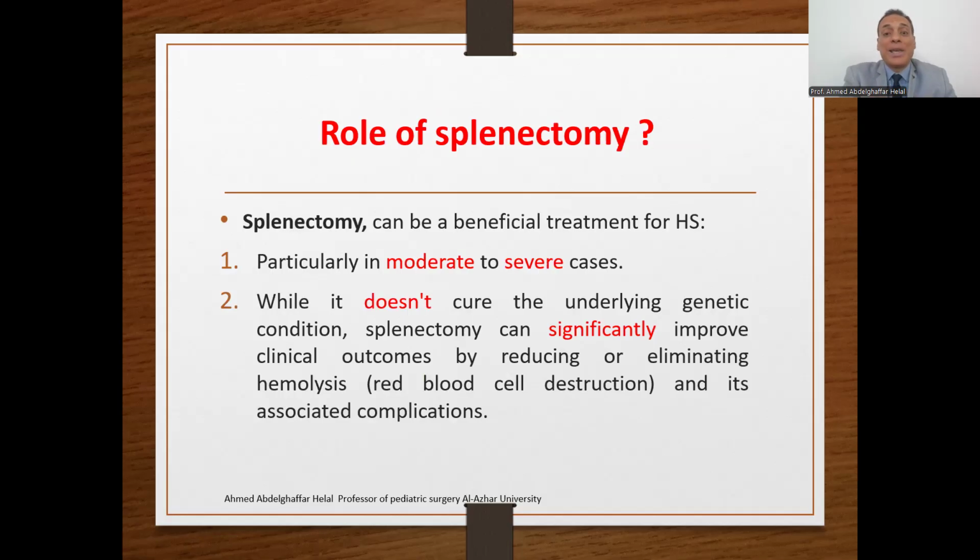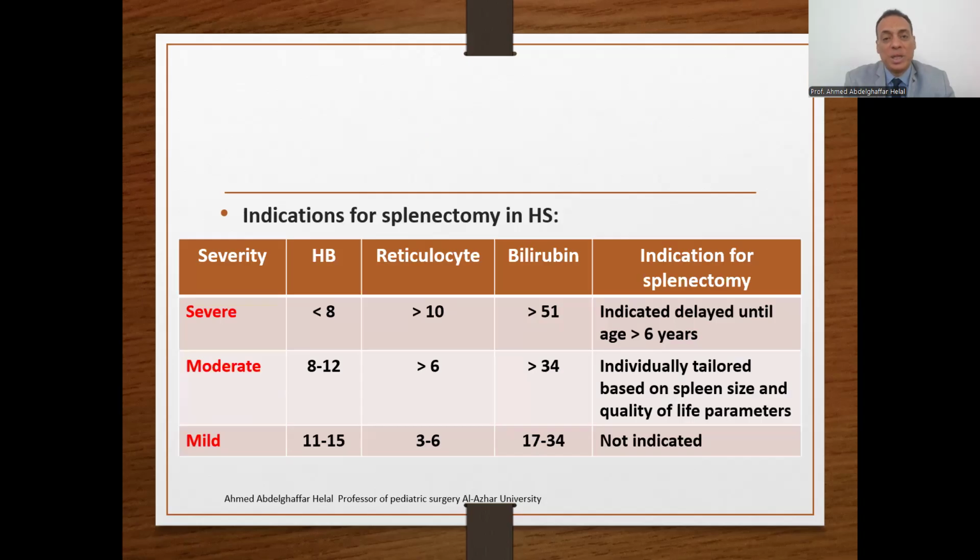Why? By reducing the hemolysis, because these spherocytes will be destroyed in the spleen, so you remove the spleen, so destruction is decreased. And also the complications related to the gallstones, related to the increase in the reticulocytes, related to the increase in the bilirubin. So you can decrease the destruction and the complications. So this is the role of the splenectomy.